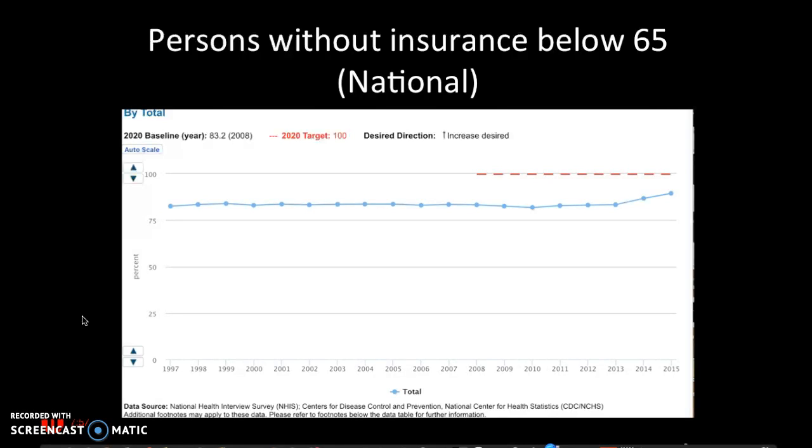So this table here is the number of persons without insurance. This table was taken from the Centers for Disease Control and Prevention, their National Center for Health Statistics. And it shows in 2008, the 2020 baseline was 83.2 versus the 2020 target of 100% of people being insured by 2020.